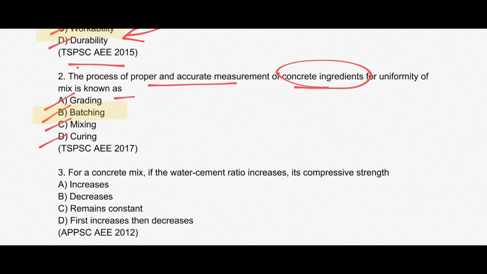మనకి తెలుసు batching అనేది two types ఉంటుంది, weigh batching ఉంటుంది, volume batching ఉంటుంది. As of now volume batching అనేది outdated, we are using weigh batching. So which gives accurate values అనమాట.